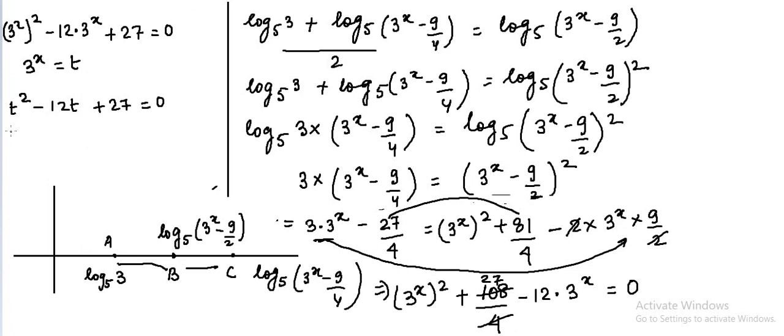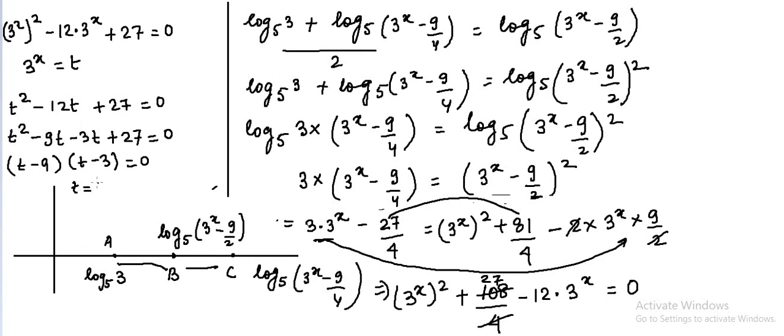Now again, factorize this. This will be giving you t square minus 9t minus 3t plus 27 is equal to 0. When you simplify this more, the factors that you are going to obtain are (t minus 9) into (t minus 3) is equal to 0. Equate it, you are going to obtain t is equal to 3 and the other one is equal to 9.